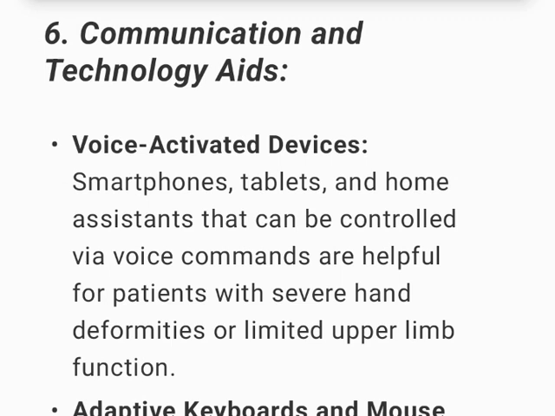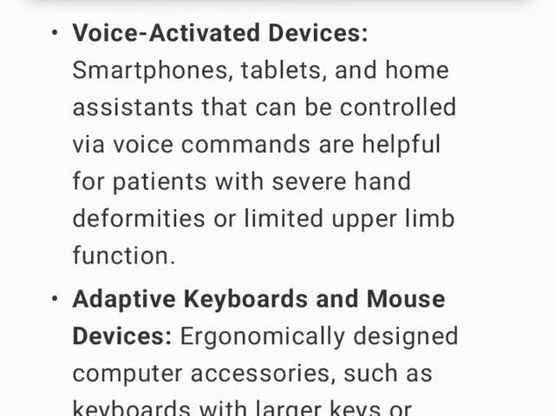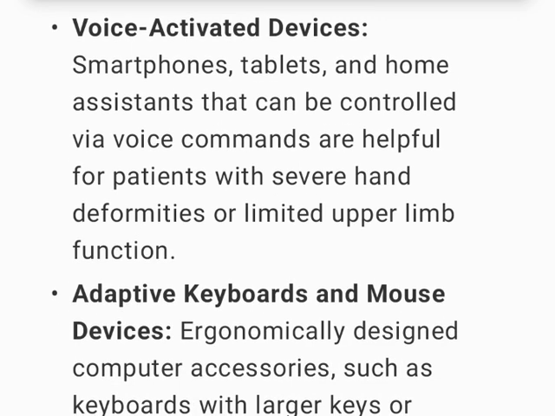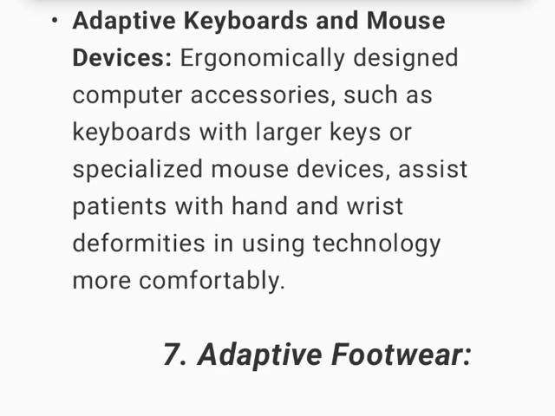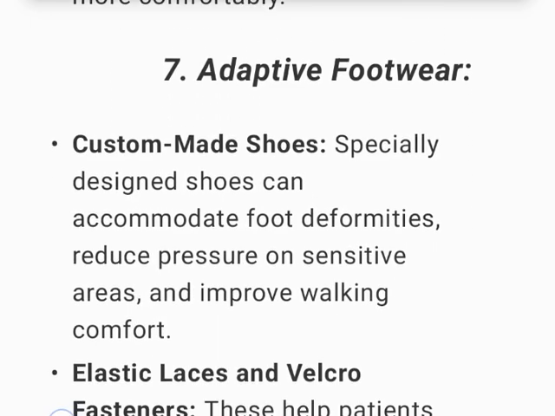6. Communication and technology aids. Voice-activated devices, smartphones, tablets, and home assistants that can be controlled via voice commands are helpful for patients with severe hand deformities or limited upper limb function. Adaptive keyboards and mouse devices. Ergonomically designed computer accessories, such as keyboards with larger keys or specialized mouse devices, assist patients with hand and wrist deformities in using technology more comfortably.